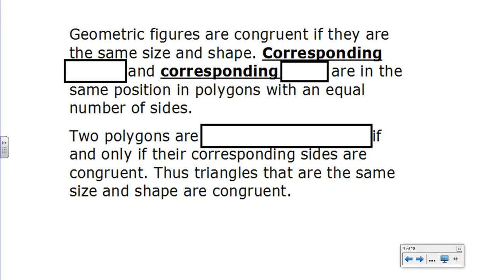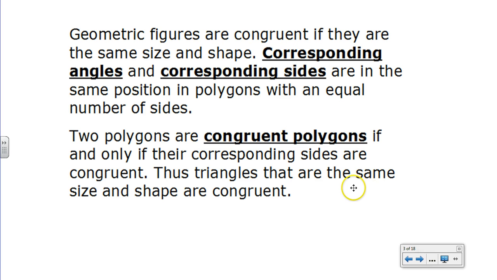So, geometric figures are congruent if they are the same size and shape. So corresponding angles and corresponding sides are in the same position in polygons with an equal number of sides. Two polygons are congruent if and only if their corresponding sides and angles are congruent. Thus, triangles that are the same size and shape are congruent. Really nothing new here, right?